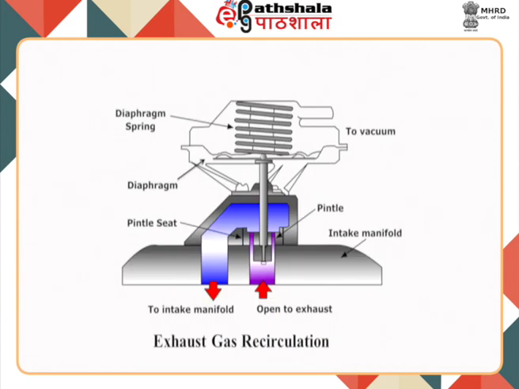Exhaust gas recirculation. What is this technique? The amount of emitted nitrogen oxide can be reduced by cooling some of the exhaust gas and then redirecting it back to the charged air. This reduces the combustion temperature and therefore less nitrogen oxide is produced. This process is called exhaust gas recirculation or EGR.